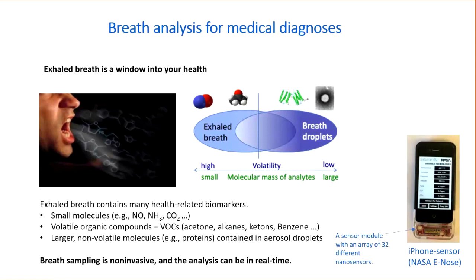The NASA eNose device on the lower right corner is the first version of the eNose. It uses an array of 32 different sensors to mimic a human nose to smell the exhaled breath for medical diagnosis. Next slide, please.